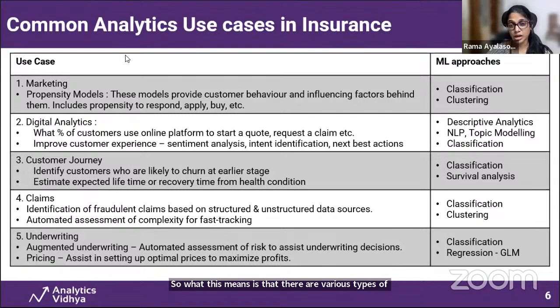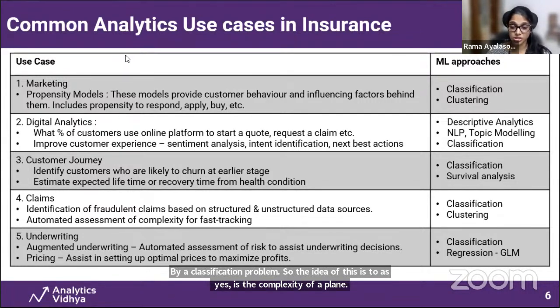Based on identifying the complexity of a claim, this could be done by a classification problem. The idea is, as you assess the complexity of a claim, you tag it to the right claims analyst, so that the processing time could be faster.